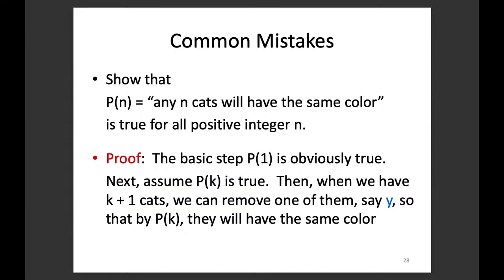Okay, so here, for instance, we want to show that if I have a collection of n cats, any n cats, then they must have the same color. So I want to show something like this for every n. Now, obviously, this is wrong. You can show that this is wrong by giving a counterexample. Just pick up two cats. One of them is white and the other is black. Then it is wrong. They don't have the same color.